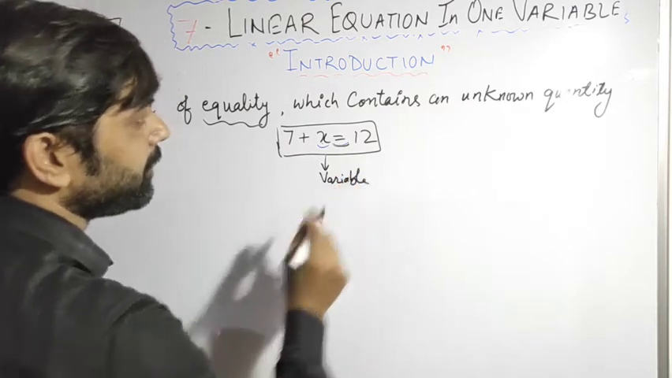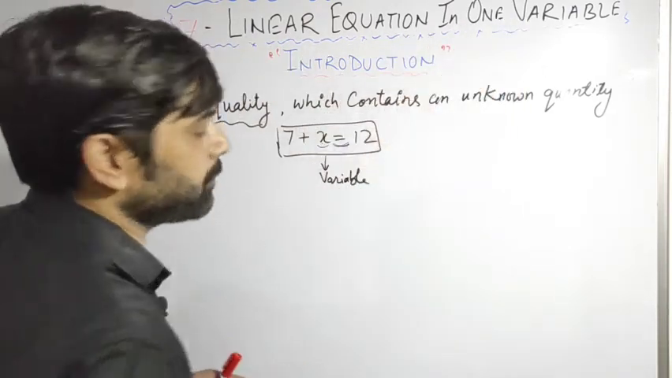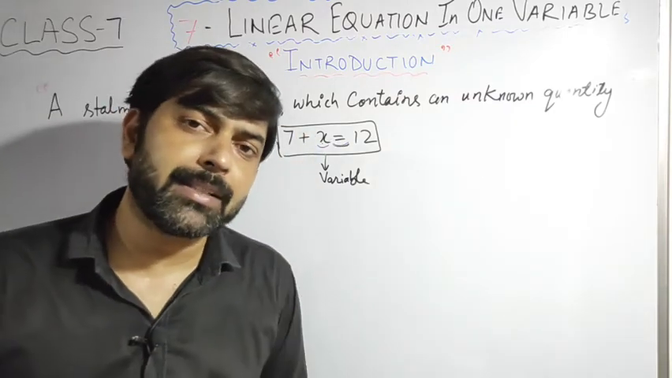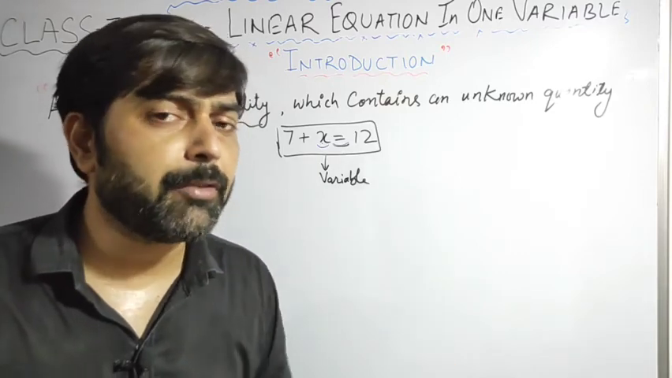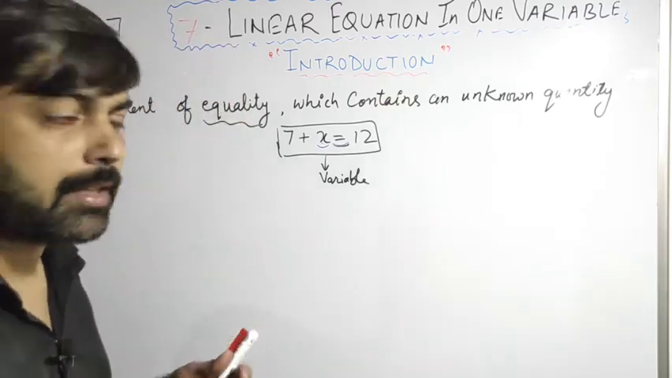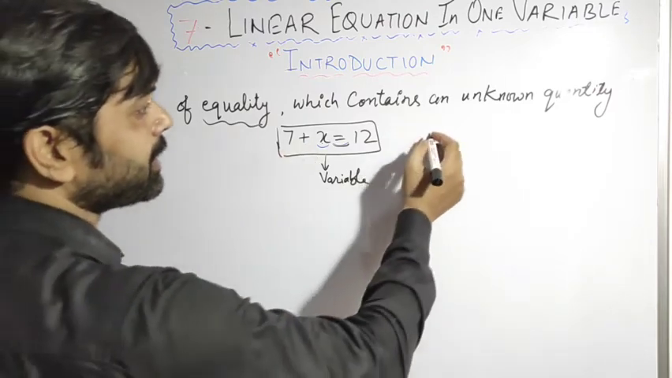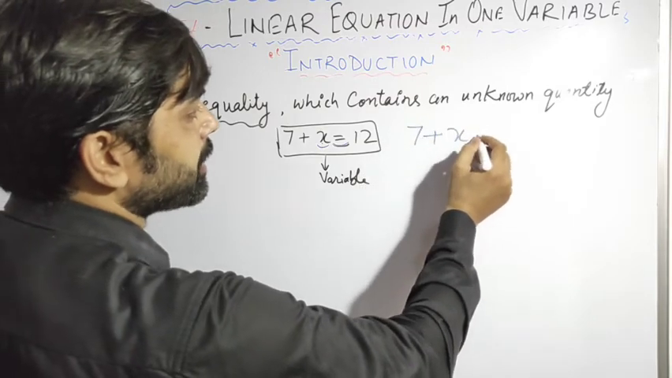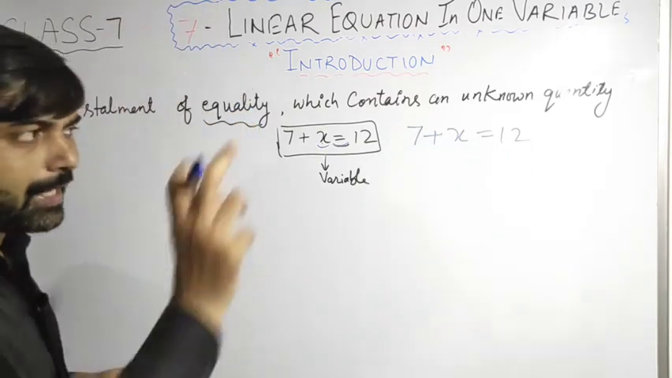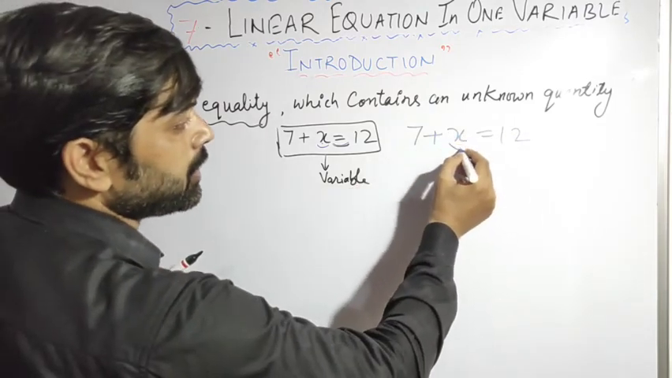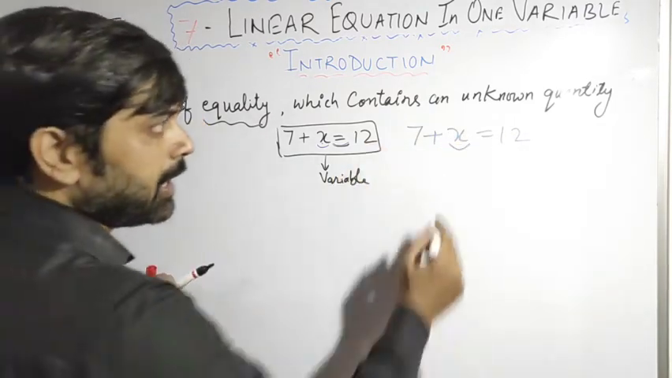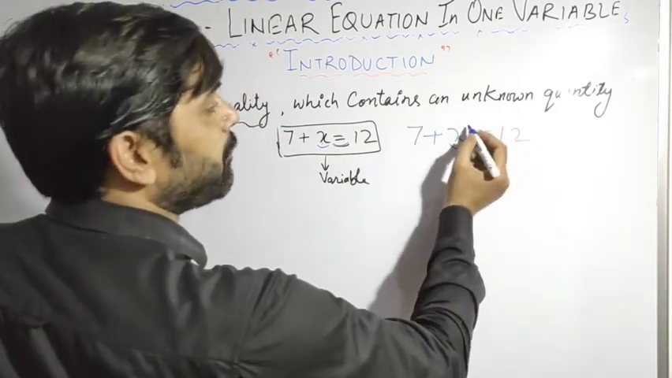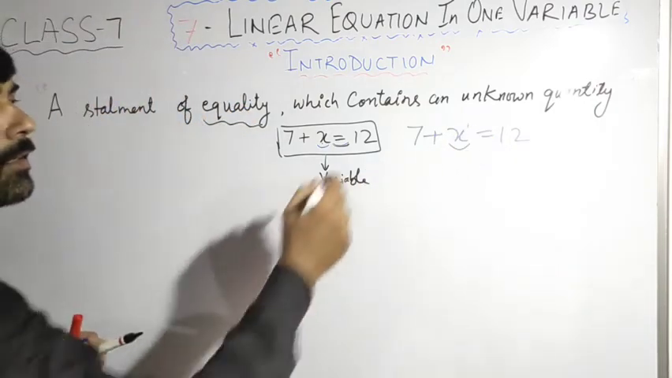This is the variable, because we are talking about a linear equation in one variable. One variable means that if the equation contains only one variable, then that equation is known as a linear equation in one variable. And what is a linear equation? If the variable of the equation has power 1. The equation here is 7 plus x is equal to 12, and in this equation x is the variable. If the variable of any equation has power 1, then it is known as which type of equation?